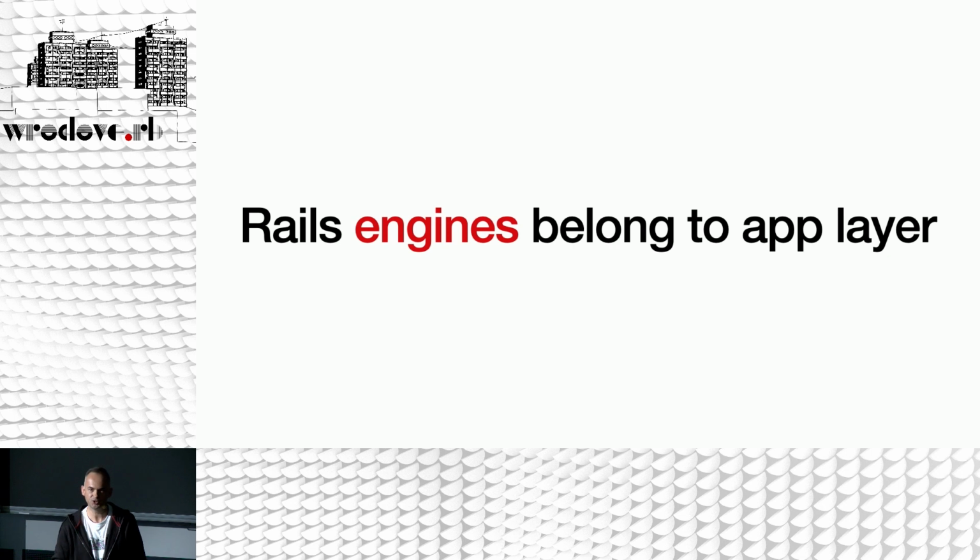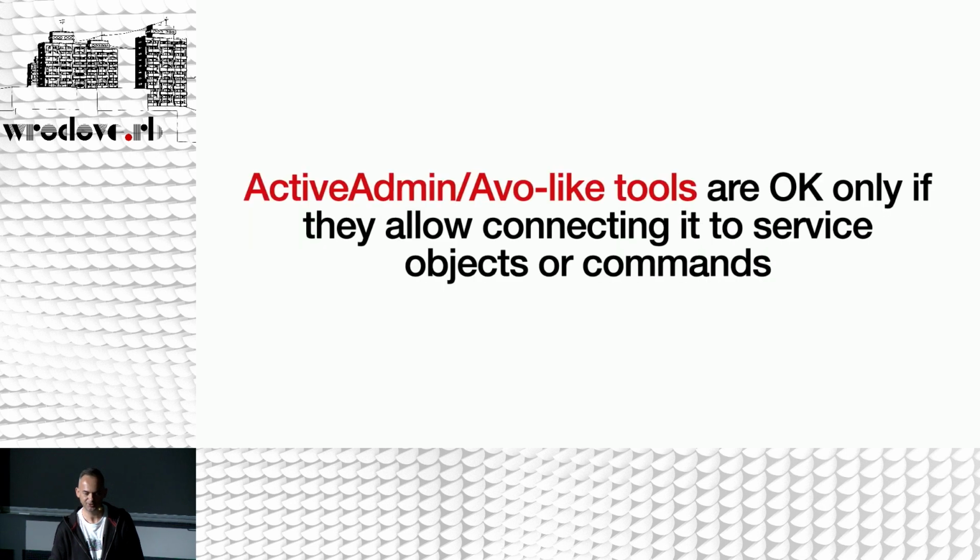And Adrian, Rails engines belong to the application layer. And Active Admin and Avo are okay only if they allow connecting to service objects or commands. So you can answer whether Avo is fine. Okay, thank you. Yeah, if you're using things like Active Admin or Avo, I don't really know them very well. I tried Active Admin and I deleted it immediately after I tried, because they just try to make this magic for you. Like Avo tries to find all the models, and then it will try to magically create UI for them, probably. So you will create Active Records directly, and this is exactly what you don't want to have.